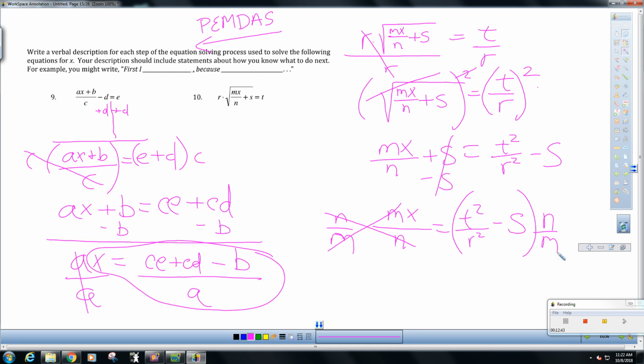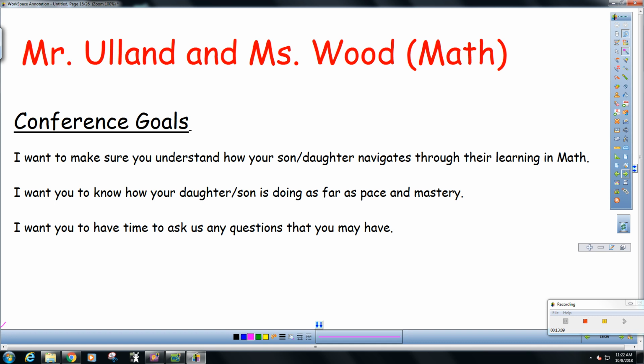And this is trickier than anything I'd ask you to do on the test. This is accelerated math at this point. But don't stop yourself from believing you could do accelerated math. You just need the time. T squared over r squared minus s, the whole thing multiplied by the fraction n over m. I believe that is the last one.